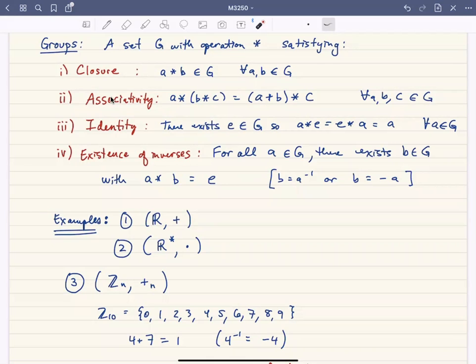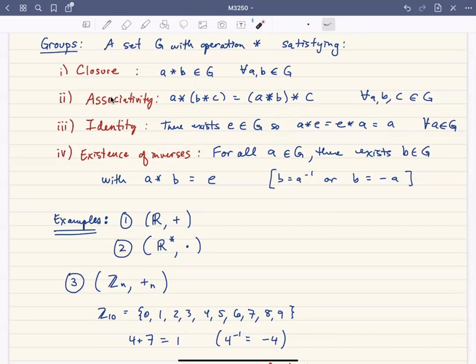If A and B are elements in the group, then A star B is also in the group. If A, B, and C are elements in the group, then A star, the quantity B star C, and the quantity A star B, star C mean the same thing. Okay, so that's associativity.